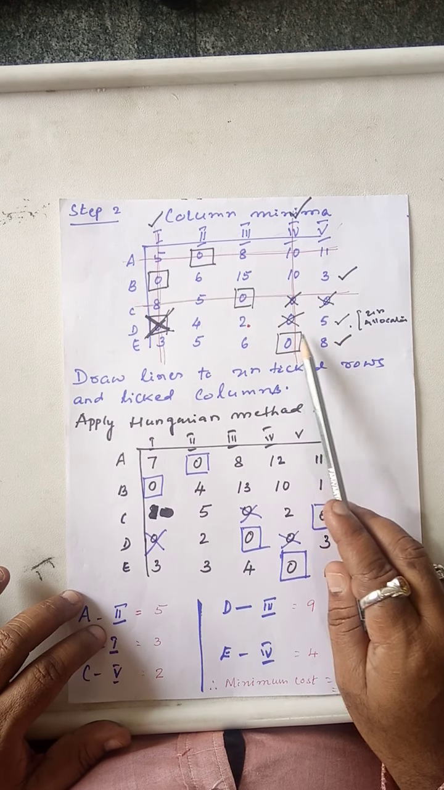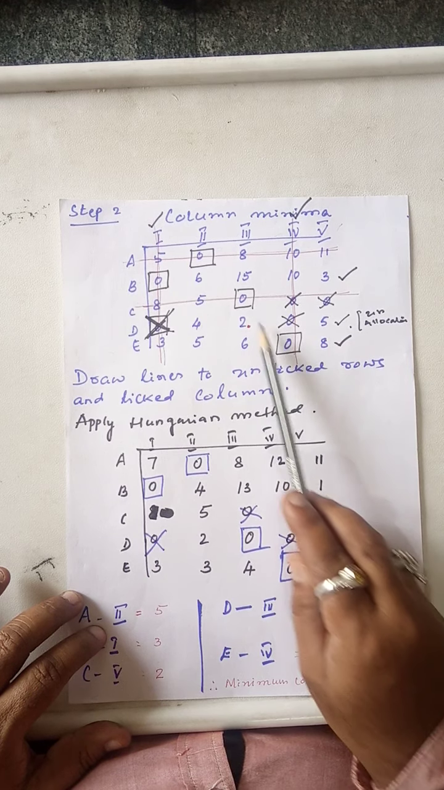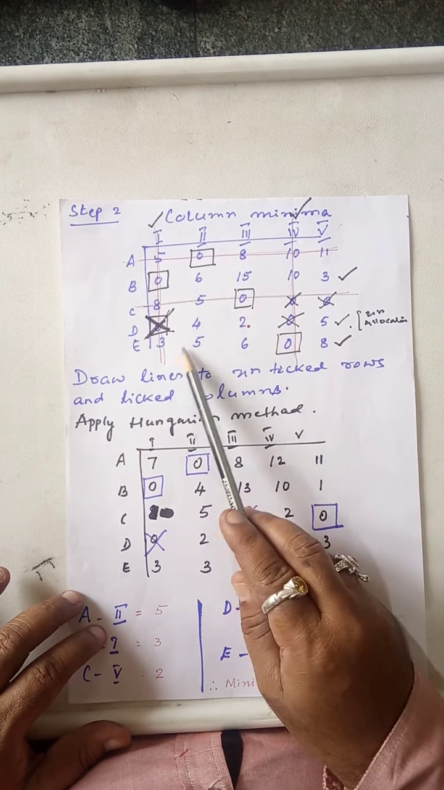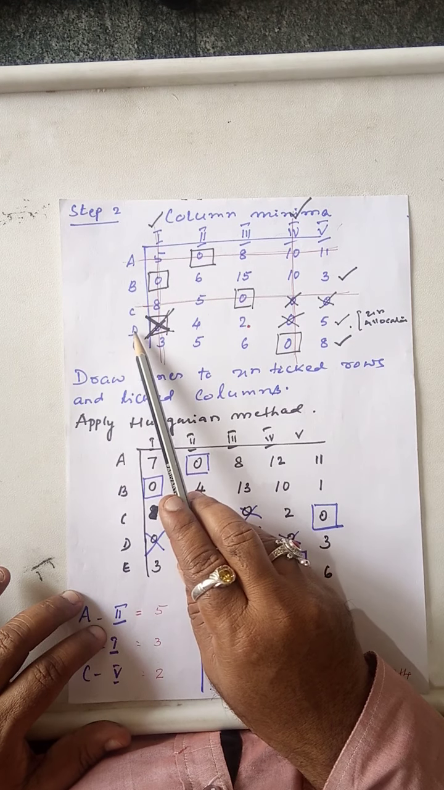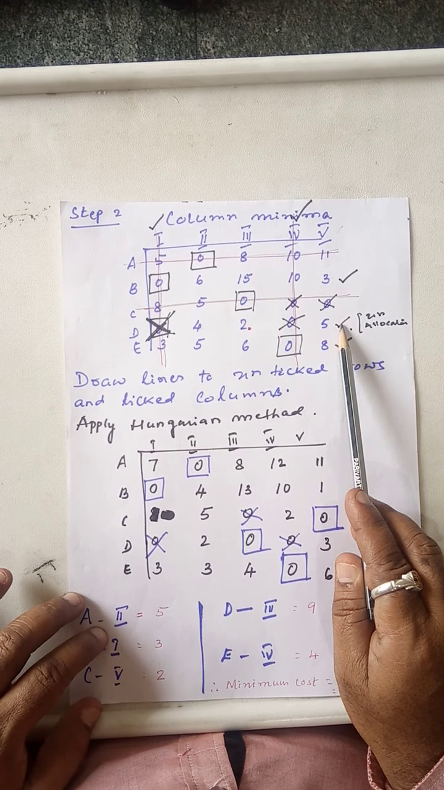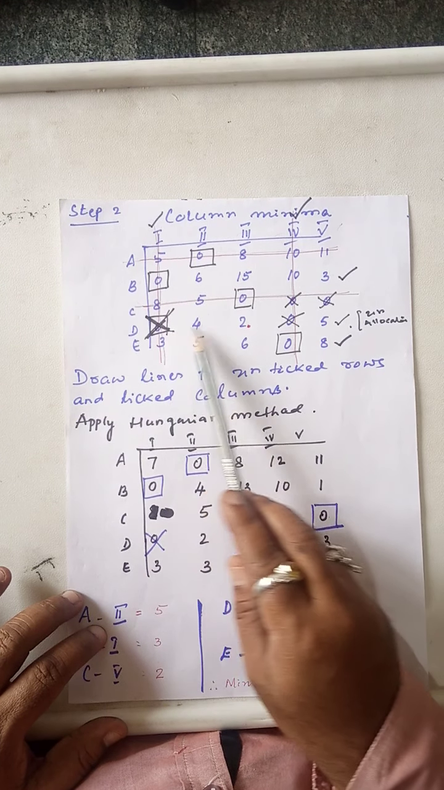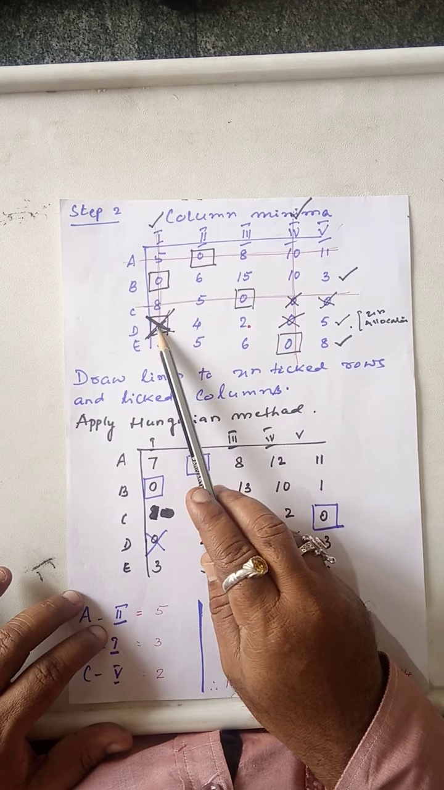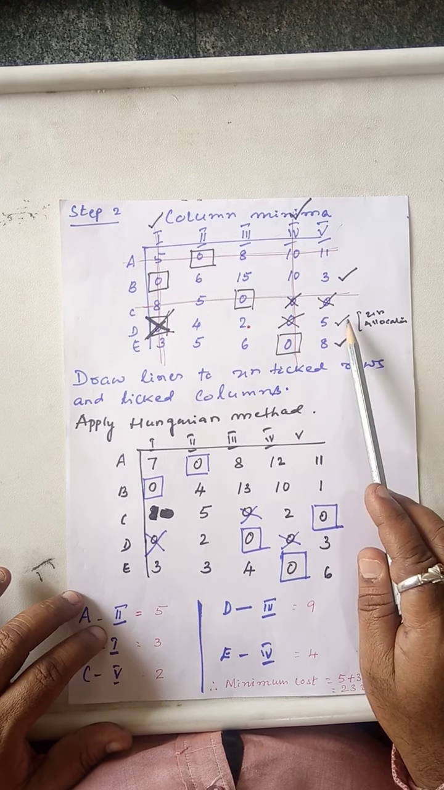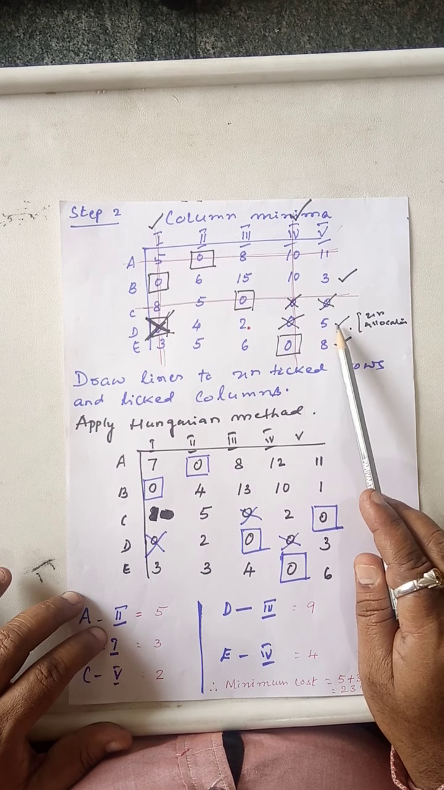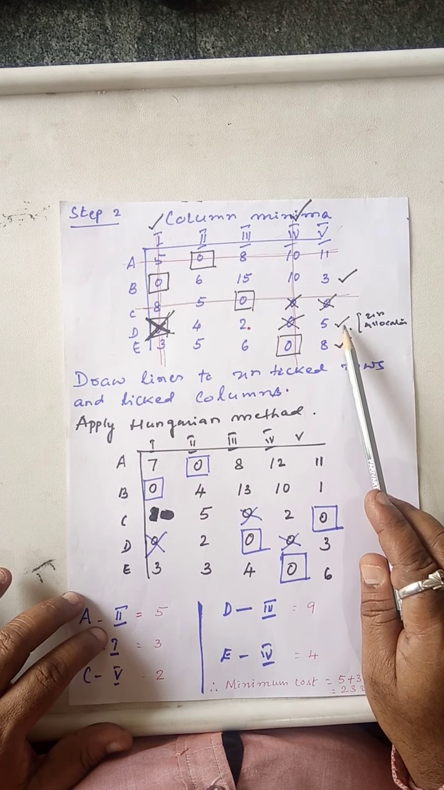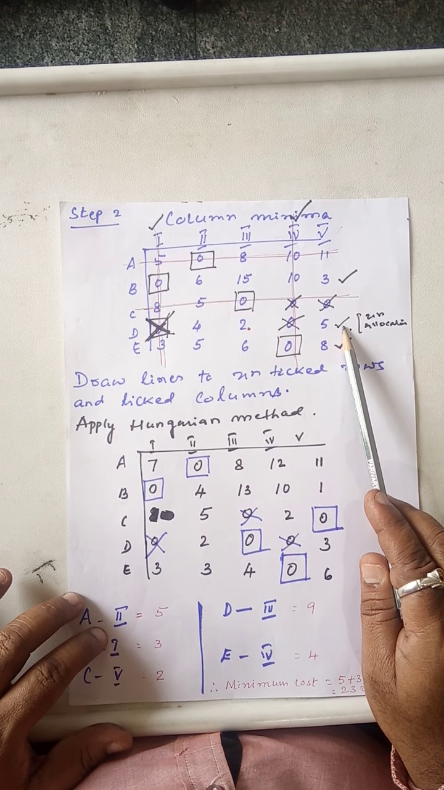We are left with only 1 zero here, and again this is marked. And now there is a row D that is not allocated. There is not even one single allocation for this particular row. Identify the unallocated row and put a tick mark. The unallocated row is identified and that is ticked. Look at this. This is the row which is not having any allocation.